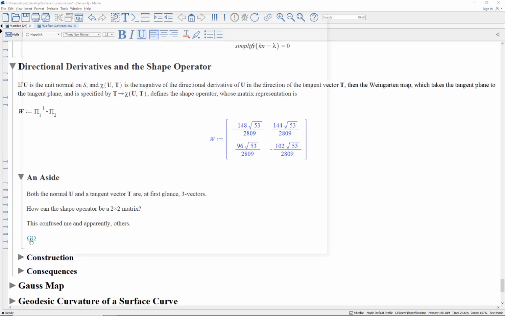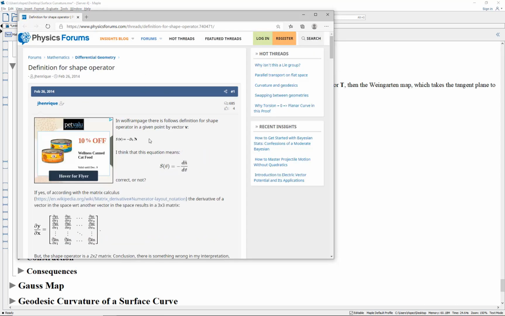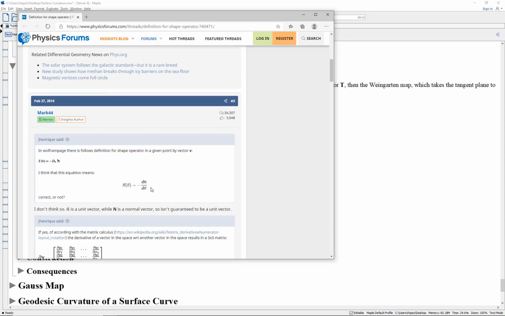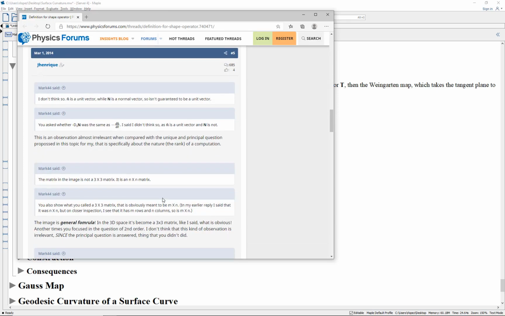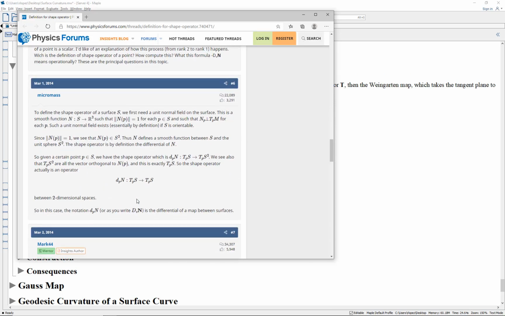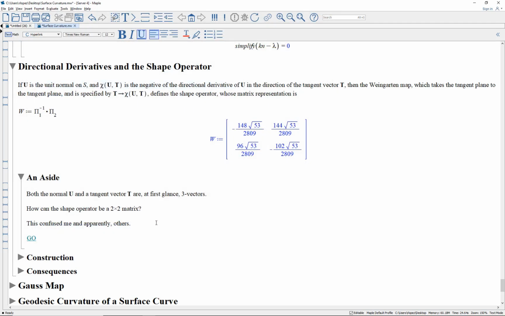I went to the internet. This was the site I got to. It's a physics forum. This very question was asked. The dimensions don't seem to match, right? See, 2 by 2. In all of the replies, and I went through all of them, nobody ever points out that you've got to express the vectors as 2 component vectors in the tangent plane. And until I figured that out, I was at sea.